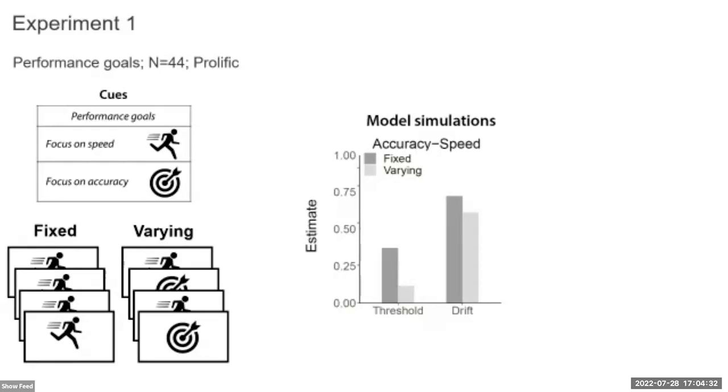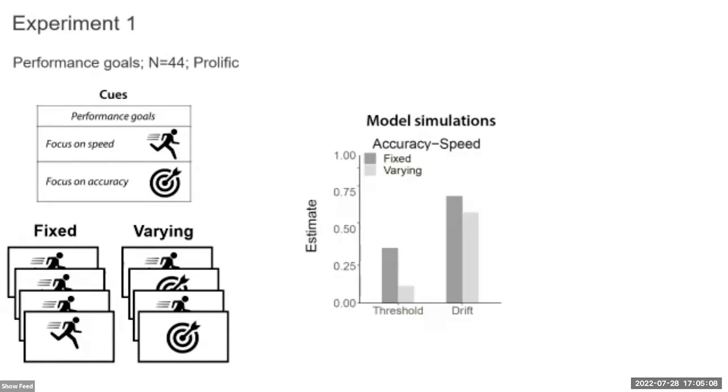If you look at the x-axis, we have threshold and drift rate. And here what I'm plotting is the difference between accuracy and speed. The first thing you will notice is the model predicts that people will have higher levels of caution, higher thresholds, and also higher drift rates in accuracy relative to speed conditions. This is something that we would expect. But the crucial prediction here is this difference between fixed and varying blocks, where this effect of performance goal on threshold will be reduced in the varying case relative to the fixed case. So it will be reduced when people are moving between conditions.